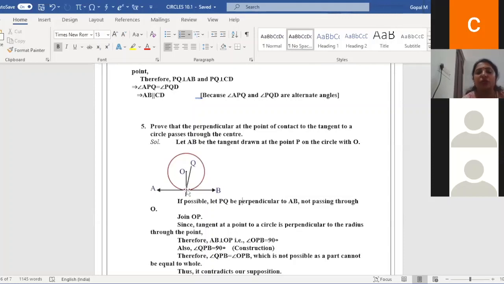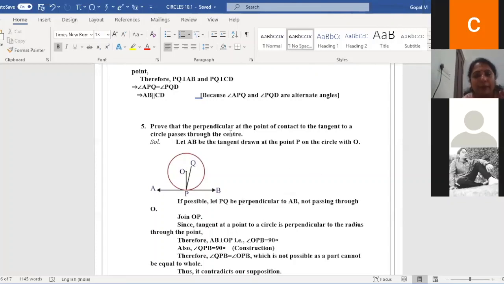Here I need to prove that OP is perpendicular to AB. So to prove that, we need to assume. We'll take Q, another point. Let PQ be perpendicular to AB, not passing through O. This PQ is not passing through O. Join OP and also PQ. Am I clear, children? Am I clear with the question?